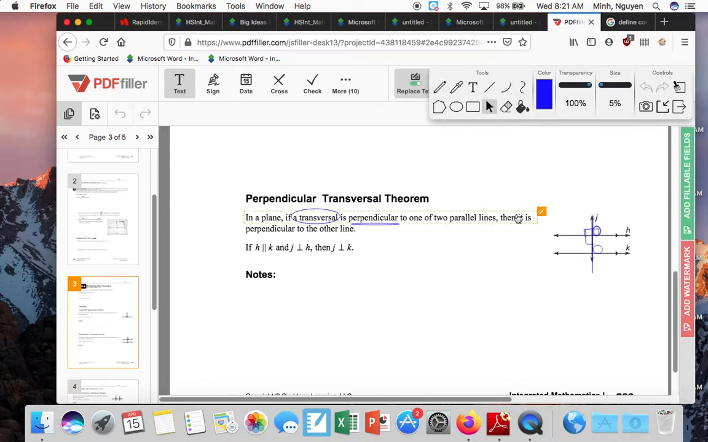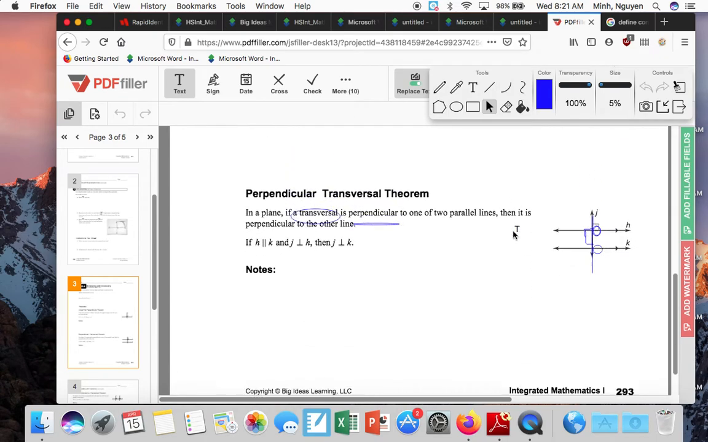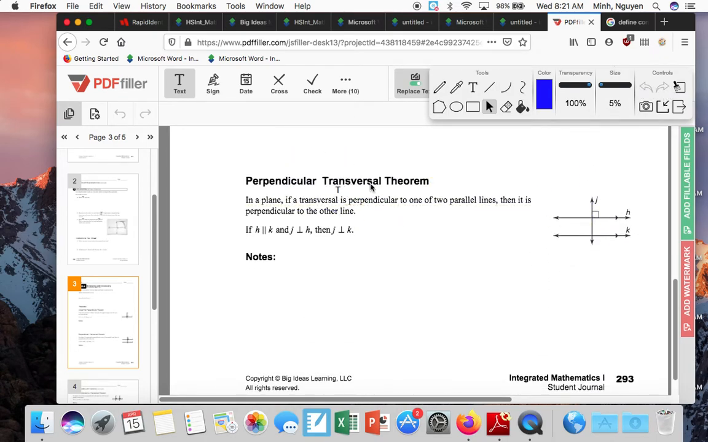And all this is the linear pair perpendicular theorem and not the perpendicular transversal theorem. The perpendicular transversal theorem basically says, okay, well, if it's perpendicular to one line, then it's got to be perpendicular to the line that it is also parallel to.